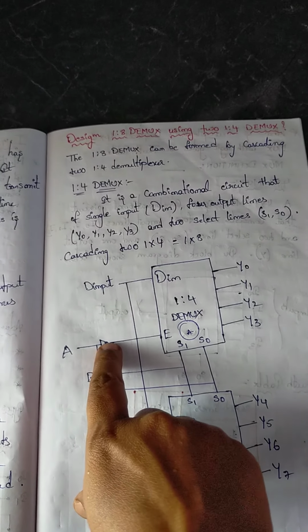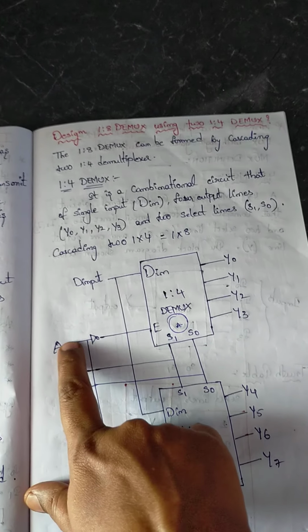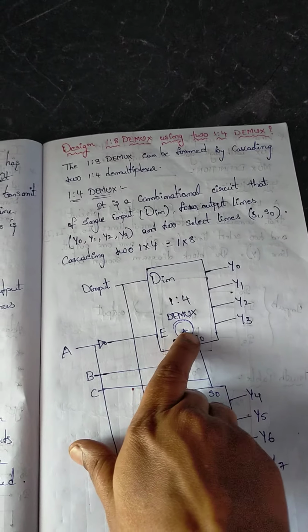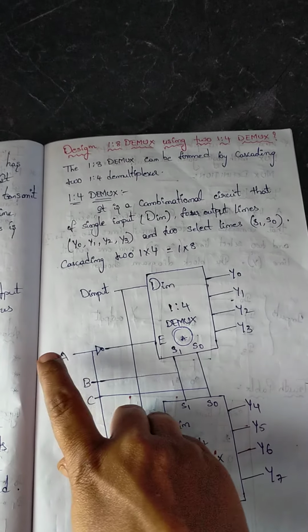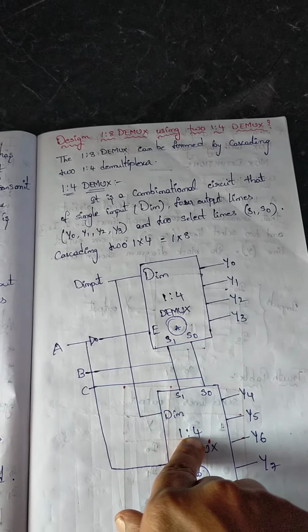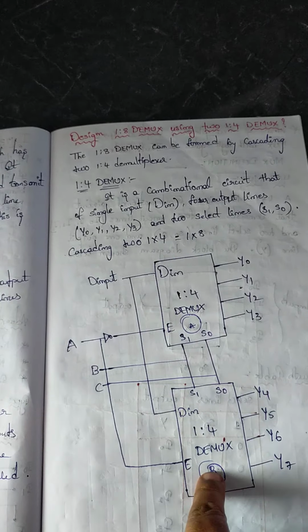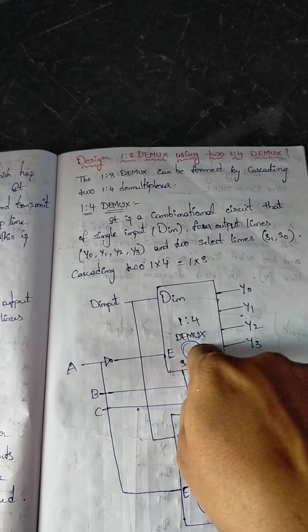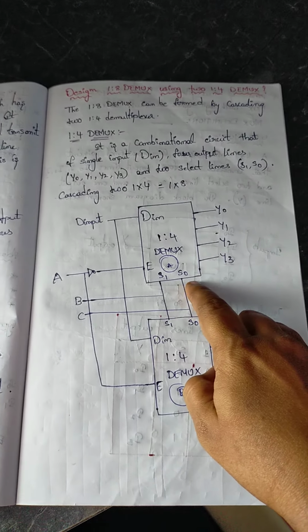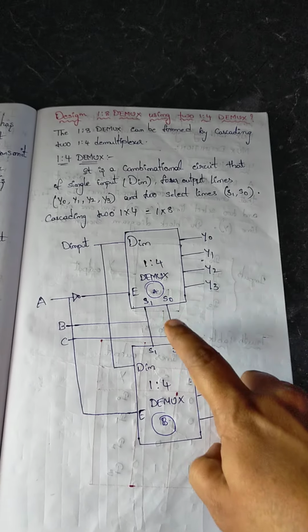For this purpose I am using an inverter here, because if I apply 1 here, this 1 will go to demux B and 0 will go to A because of the inverter. So if I apply 1 here, B is enabled and A is disabled. If I apply 0 here, B is disabled and A is enabled. And these are the selection lines, S0, S1. These two are common to both A and B.